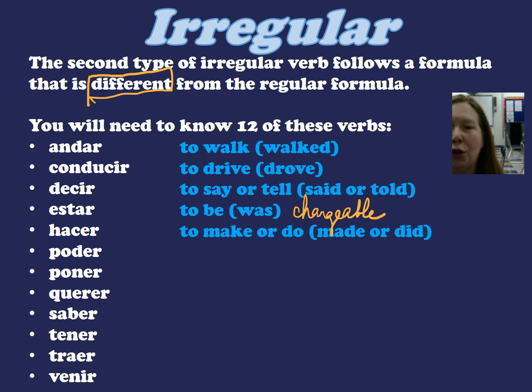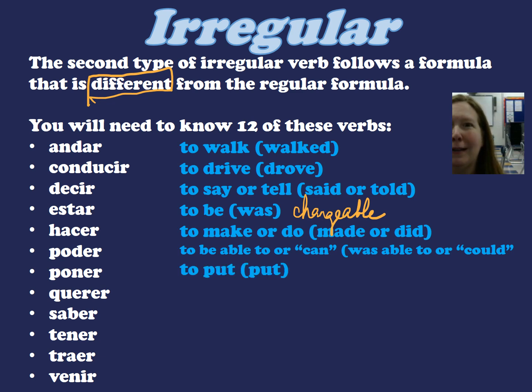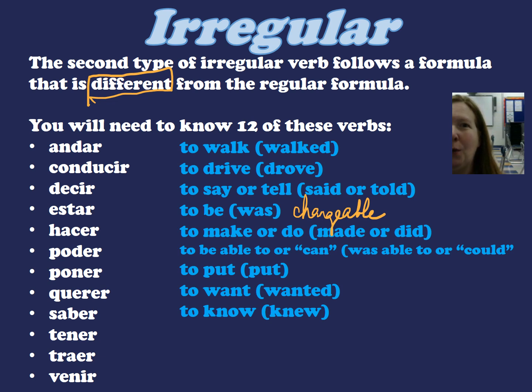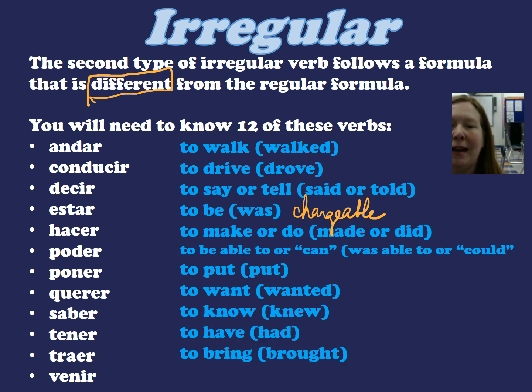Hacer, to make or do, made or did. Poder, to be able to or can, was able to or could. Poner, to put, is actually the same in the past. It makes things confusing in English. Querer, to want, wanted. Saber, to know, knew. Tener, to have, had. Traer, to bring, brought. And venir, to come, came.